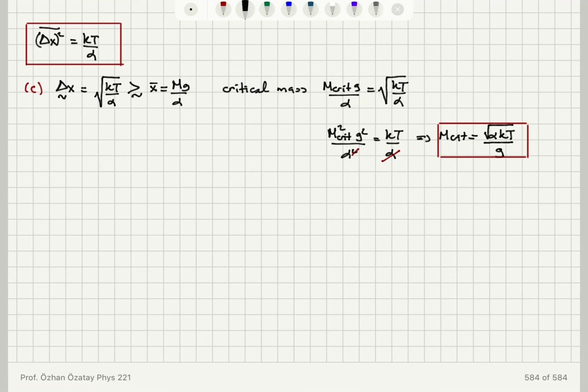So the critical mass would be when these two are equal, and that corresponds to square root alpha kT over g, the minimum mass that we can measure. So as you can see, as the temperature increases, the minimum mass that we can measure increases. So it's better to do these measurements at low temperature.